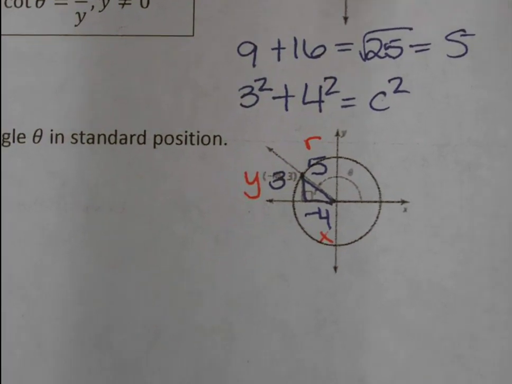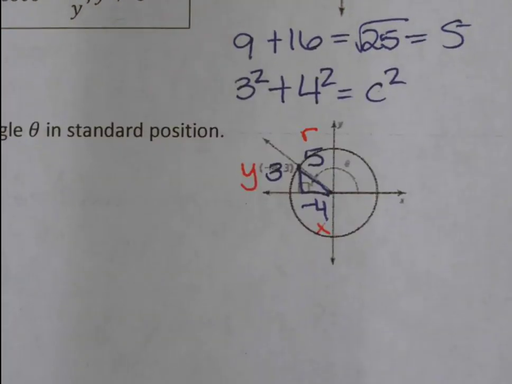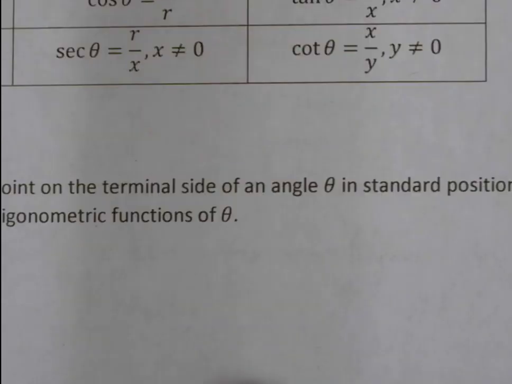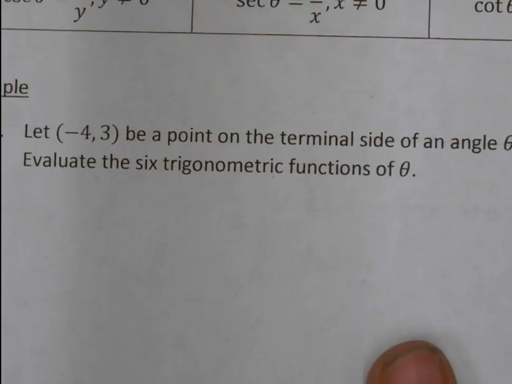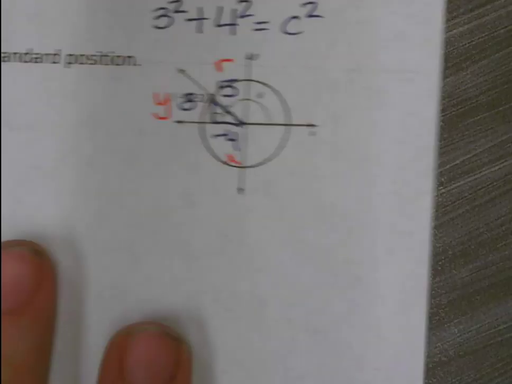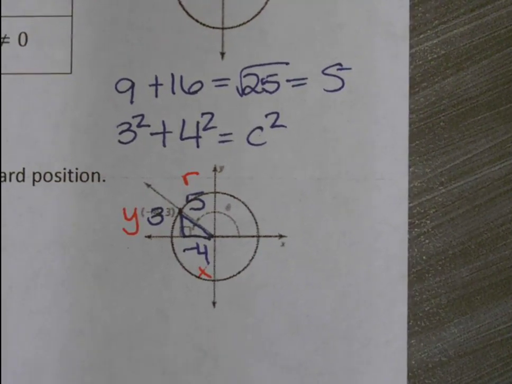Why is it a 3? Because the point I wrote over says -4, 3, and 3 is the y value. Look over here. -4, 3, x, y. Any other questions on this picture so far?